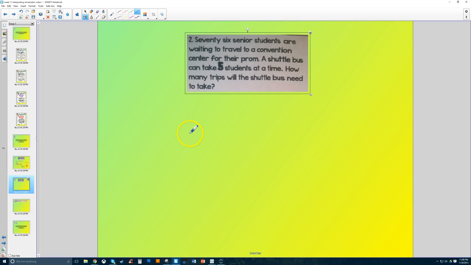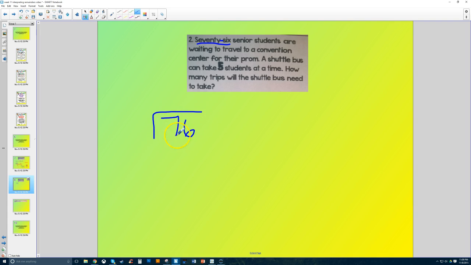All right, let's look at number 2. It says 76 senior students, and I wanted you to think about this as 76 with a hyphen. 76 senior students are waiting to travel to a convention center for their prom. A shuttle bus can take 5 students at a time. How many trips will the shuttle bus need to take? So there's 76 kids, and they're going to be split into shuttle buses, and every shuttle bus can take 5 students at a time.